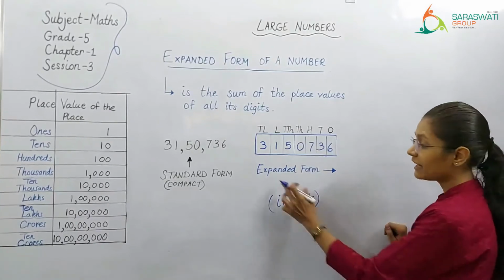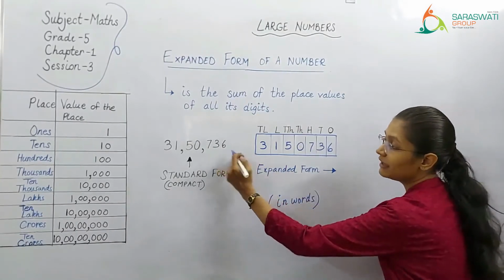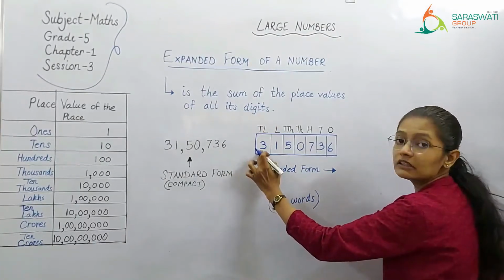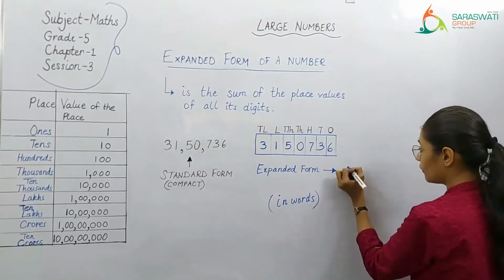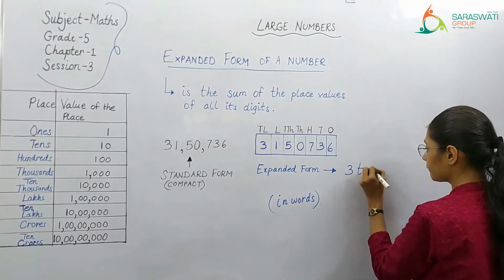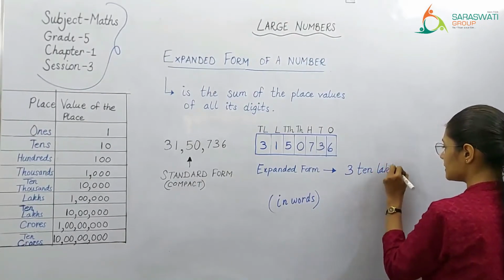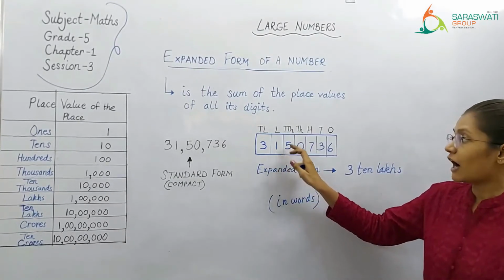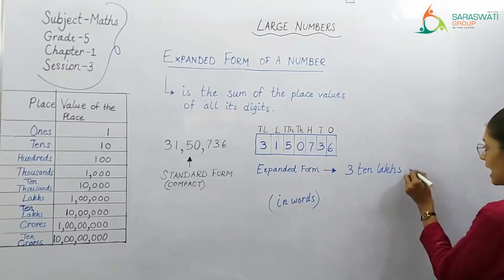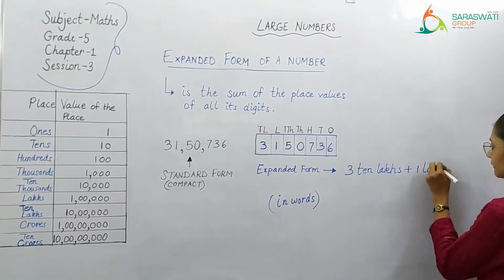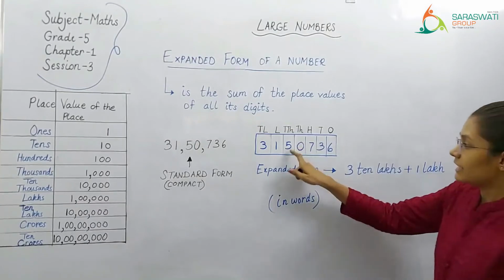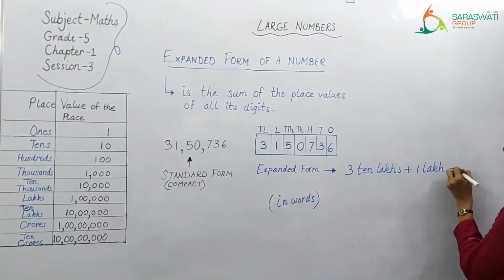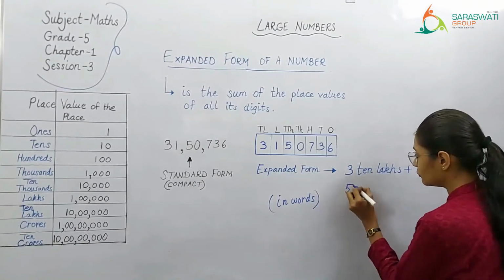Whenever we write the expanded form of a number, we always start from the highest place. So, over here, how many 10 lakhs do we have? We have 3 10 lakhs. So, 3 10 lakhs. Then, coming to the lakhs place, we have how many lakhs? 1 lakh. So, add 1 lakh. Then, next place, we have 10,000 place and we have 5 10,000s. So, add 5 10,000s.